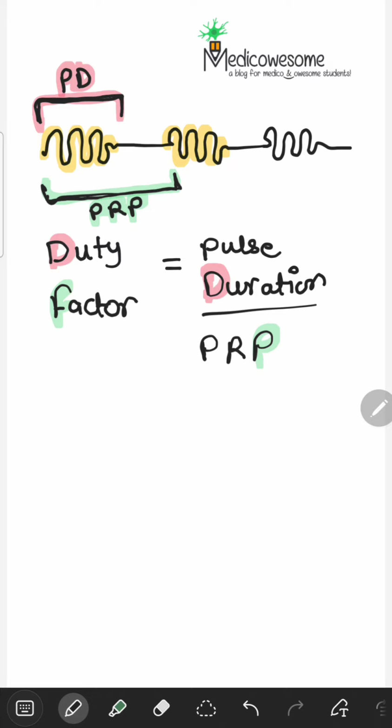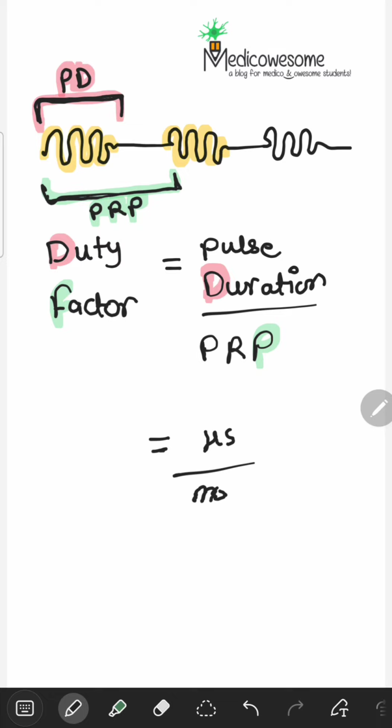Like if you wanted to calculate the fraction or percentage of time that you're transmitting, you would have to take the duration of time, the pulse duration, and divide it by the entire period. And so the pulse duration is usually in microseconds, and then the pulse repetition period is usually in milliseconds.